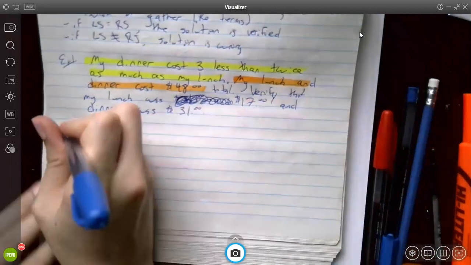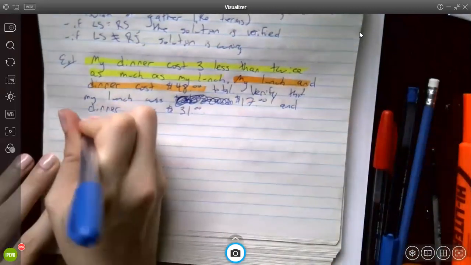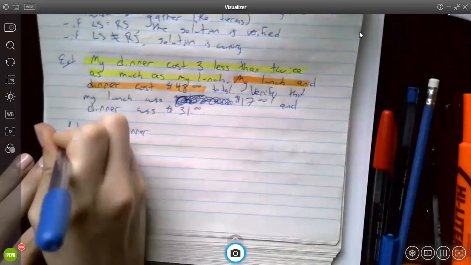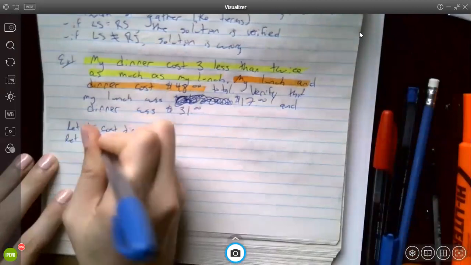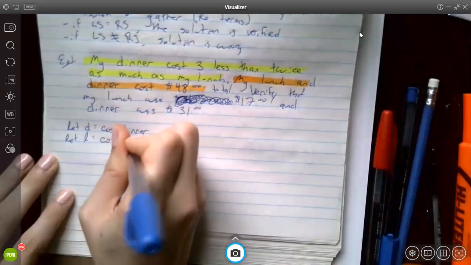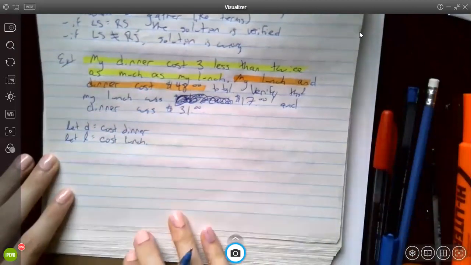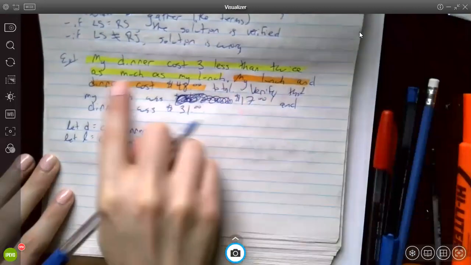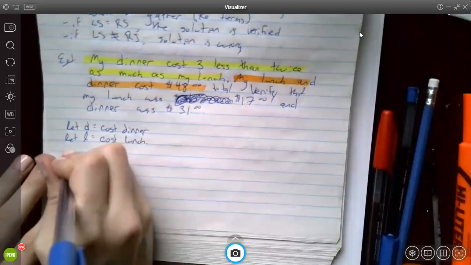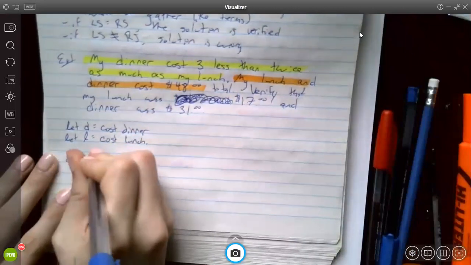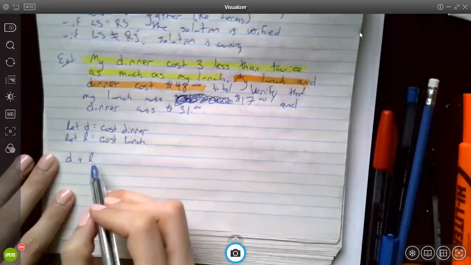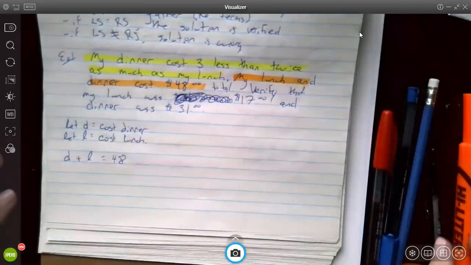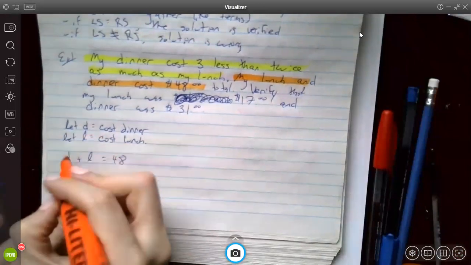So I'll start with my let statements. I'm going to let D be the cost of dinner and L be the cost of lunch. And then I'll write out my two equations. The easiest one is this orange one here, that the cost of dinner plus the cost of lunch is $48 in total.